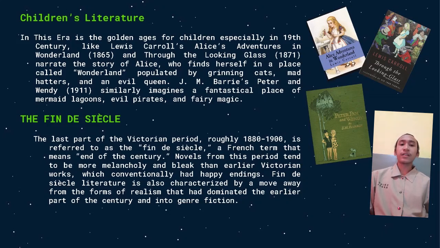And the last part is the fin de siècle. The last part of the Victorian period, roughly 1880 until 1900, is referred to as the fin de siècle, a French term that means end of the century. Novels from this period tend to be more melancholy and bleak than earlier Victorian works, which conventionally had happy endings. Fin de siècle literature is also characterized by a move away from the forms of realism that had dominated the earlier part of the century and into genre fiction. Thank you very much.